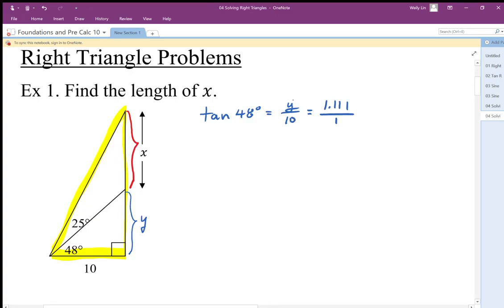I can use a multiplier here. I can go from bottom to top. It's going to be times by 1.111. We can cross multiply and solve algebraically, and we can see that that's equal to 11.11. So we have this length of 11.11, and I'm going to then figure out the length of that entire side here.